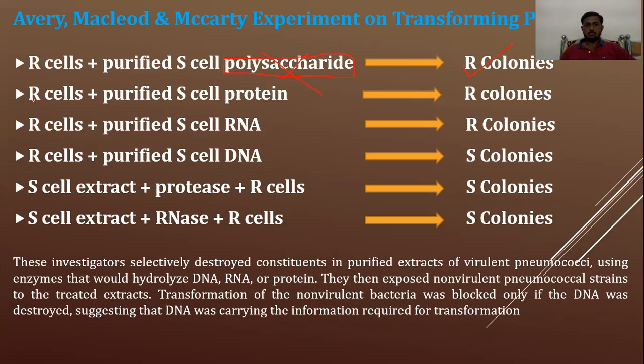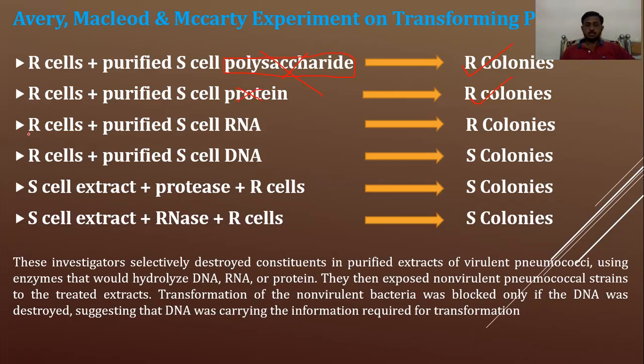Again, they use R type of cells plus purified S cell protein. So again, in the second step, they use R type of cells that is non-virulent plus purified S cell protein. Maybe the protein molecule is the transforming principle. So they use S type of cell protein, and they again found a negative result, and they observe R type of colony. So the results are similar for polysaccharide and protein. So protein is again not a transforming principle.